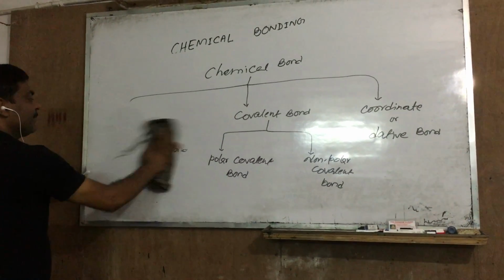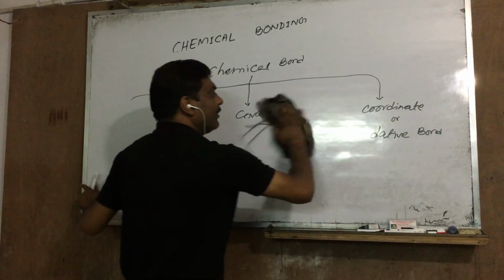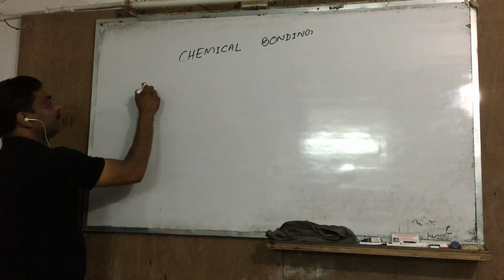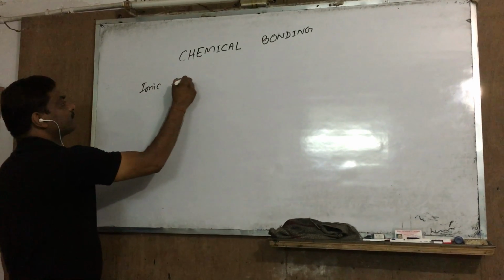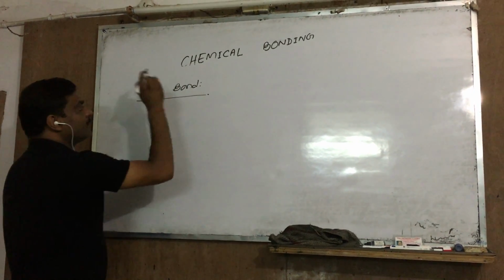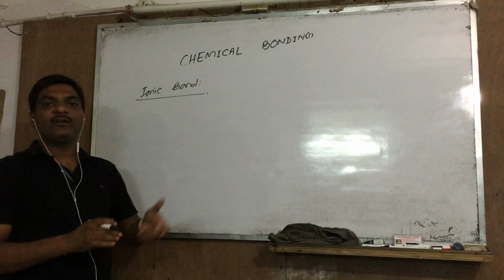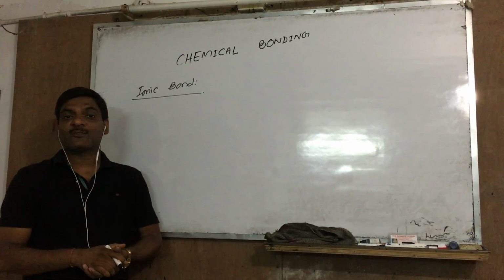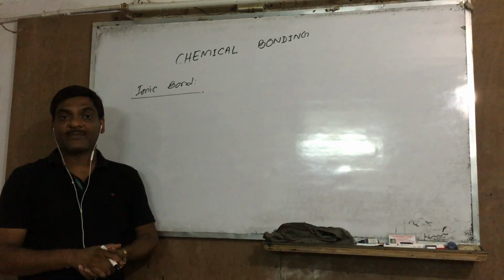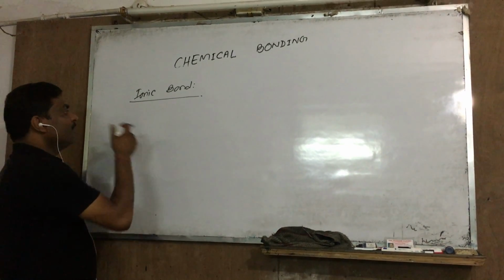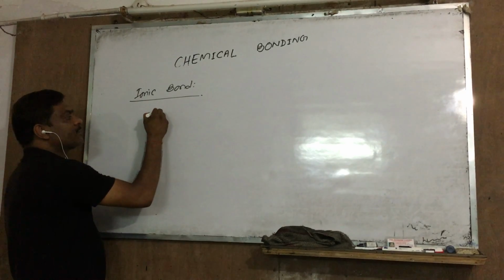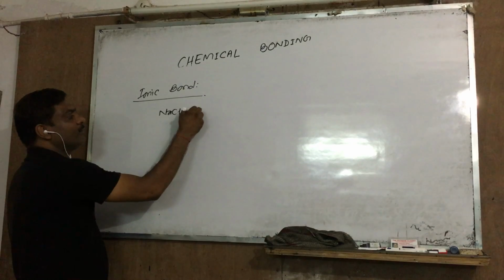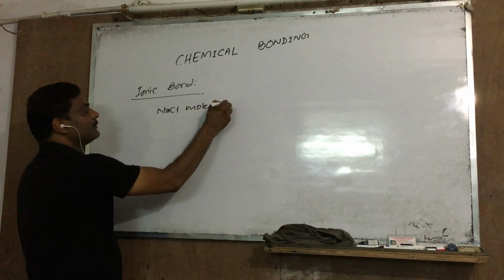Now the first type of chemical bond is ionic bond. This is a chemical bond which is formed between two atoms due to the complete transfer of electrons between them. Suppose we are talking about the NaCl, sodium chloride molecule.